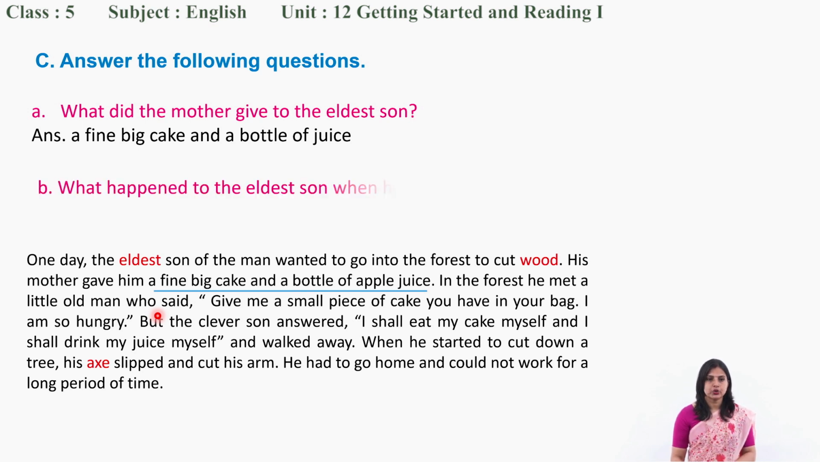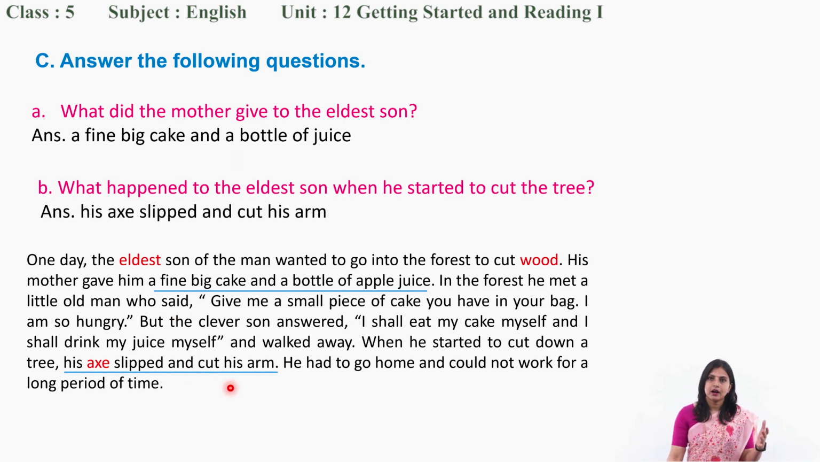Okay, let's see the next question. What happened to the eldest son when he started to cut the tree? Tell me the answer. Yes, his axe slipped and caught his arm. Okay. Now the next one.